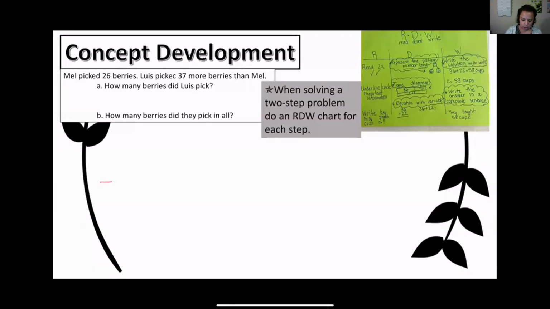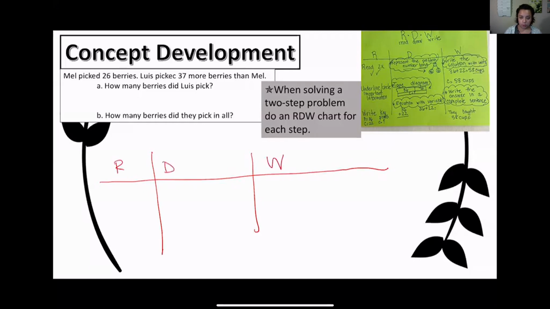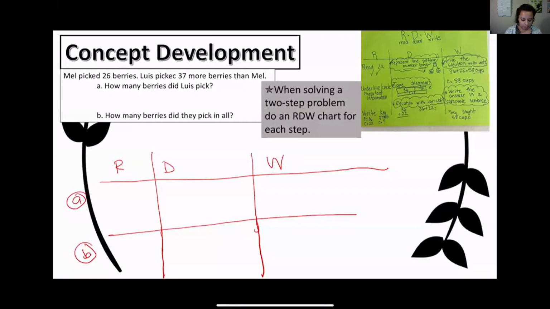I will begin drawing my RDW chart. I know I have 2 parts, so this is going to be for part A, and this bottom part will be for part B. I need to read it twice. Mel picked 26 berries. Luis picked 37 more berries than Mel. A. How many berries did Luis pick? B. How many berries did they pick in all?